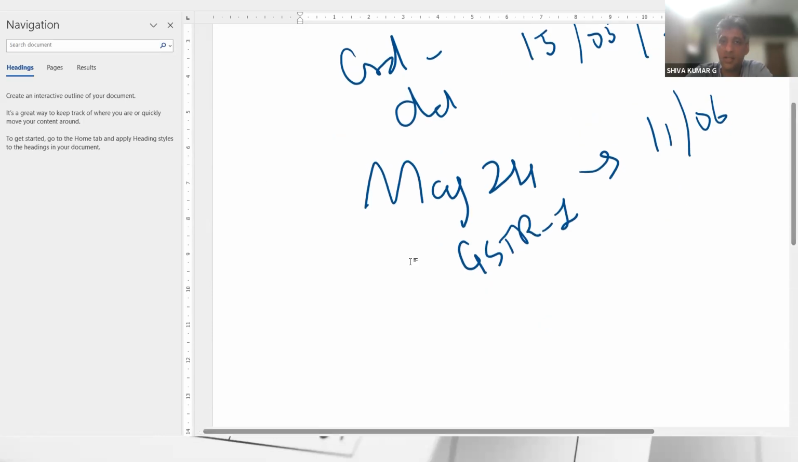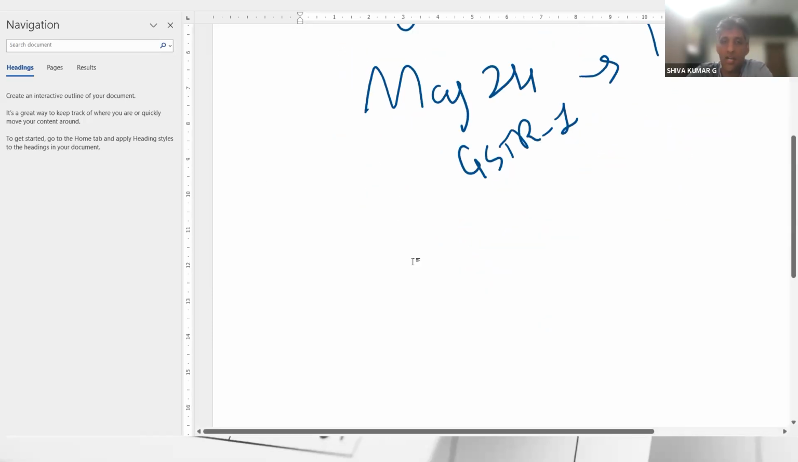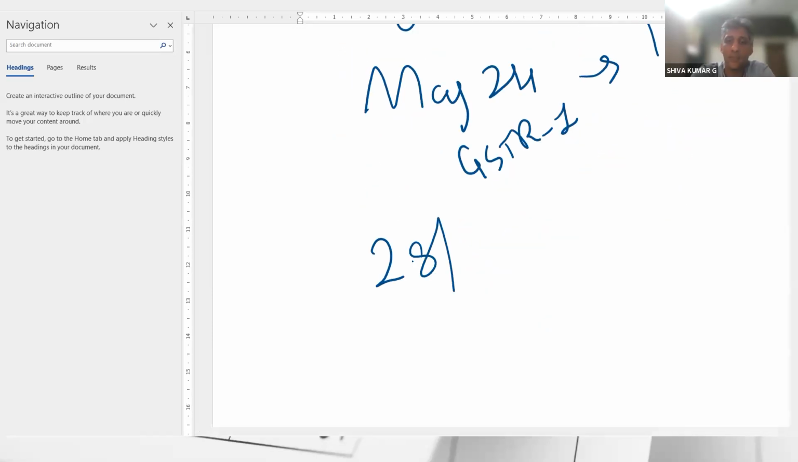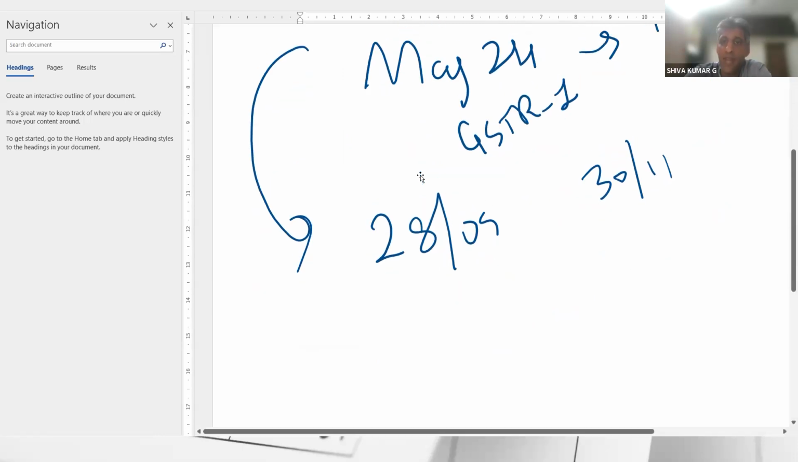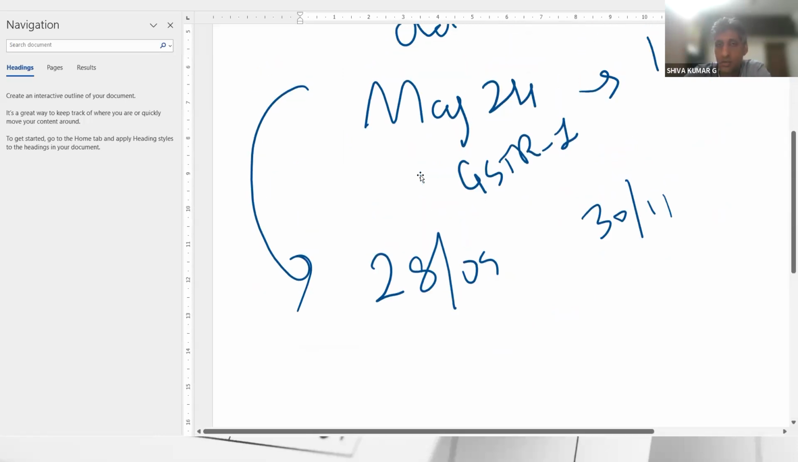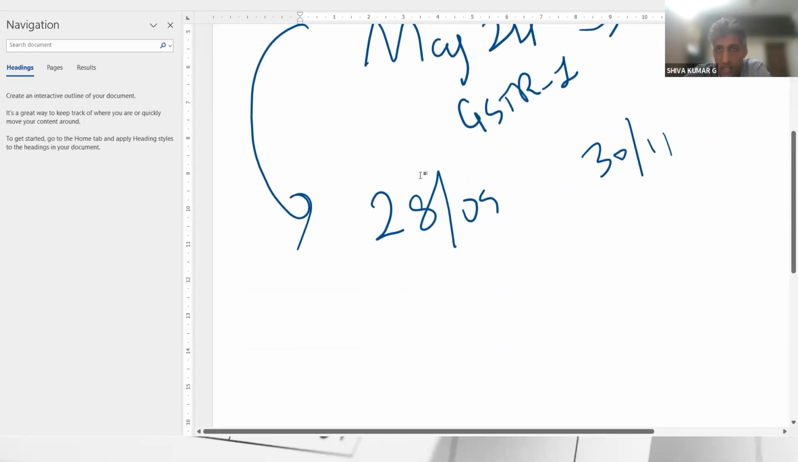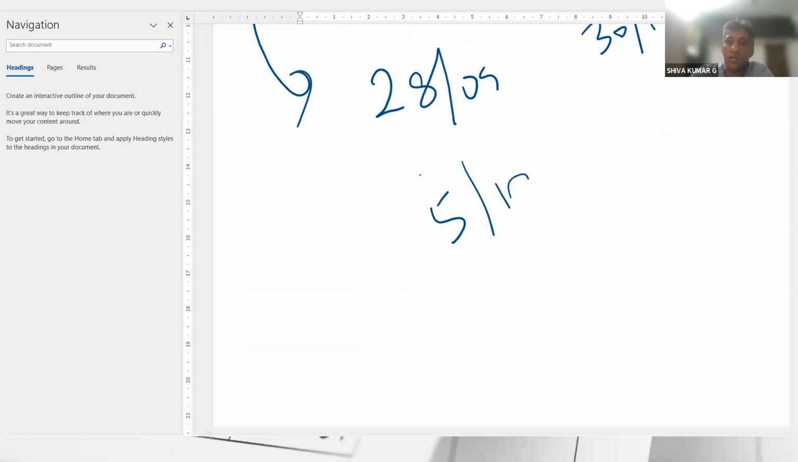Now the question is, let's assume I don't file it on 11th June, I file it on, let's say, 28th September. I am filing the GSTR-1 late for the month of May 2024. Am I okay? Yes, still okay. I'm filing this return itself on 30th November, that is, I'm filing the May 2024 return itself on 30th November. Am I still okay as per the department's interpretation? Yes. But what if this May 2024 return is uploaded, let's say, on 5th December 2024?